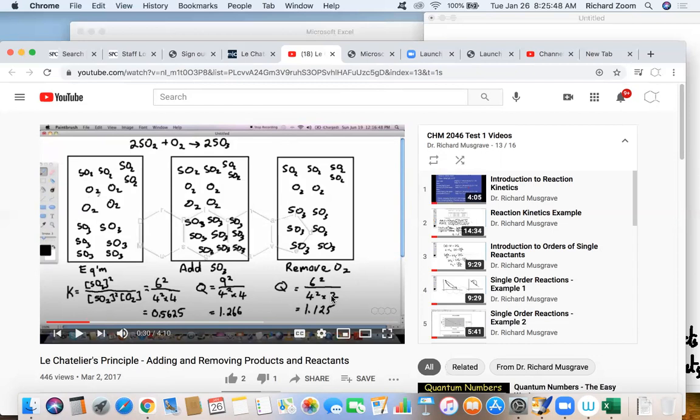Dr. Musgrave, I got another question. I'm sorry. Would we be able to do the opposite? For instance, like taking away SO2 or adding oxygen? Let's say we take away SO3. I know we're adding SO3 here, but let's say we took it away. What would happen then is that the Q value would become less than K. I mean, we can try this. I'll do it over here, okay?